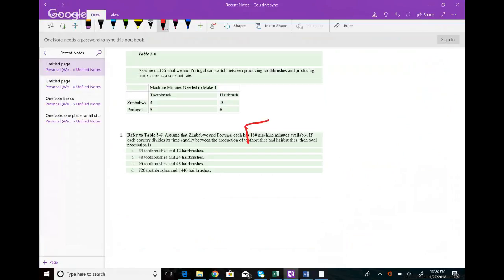So that's our maximum number of minutes possible. If each country divides time equally between the production of toothbrush and hairbrush, then total production is how much? All right, so let's do Zimbabwe first. For Zimbabwe, they have a total of 180 minutes. Now, if you do half and half, then they're going to spend 90 minutes for the production of toothbrush, and then 90 minutes in the production of hairbrush.